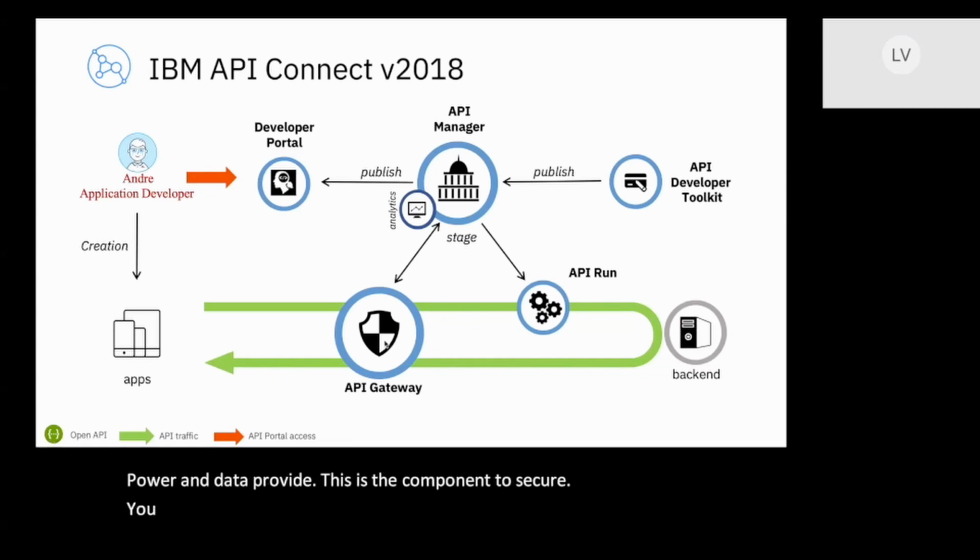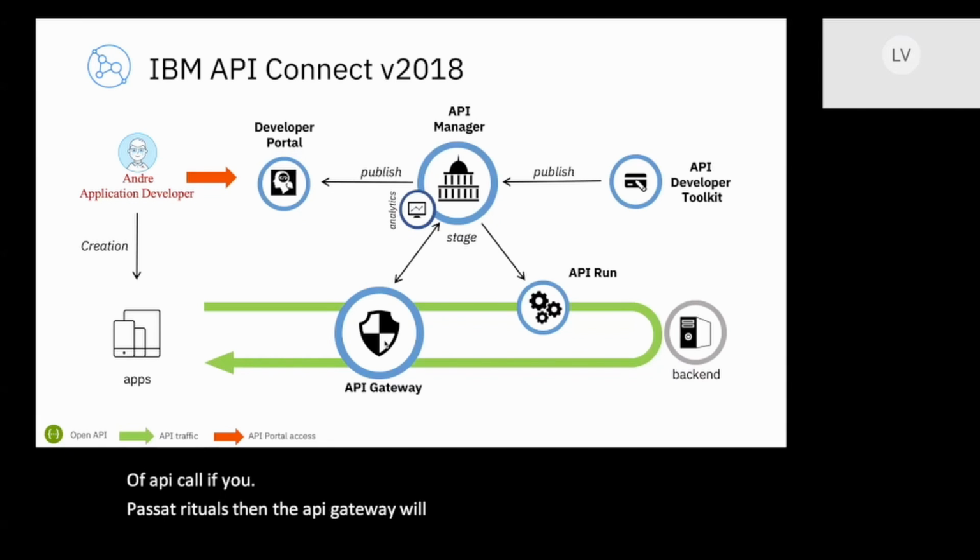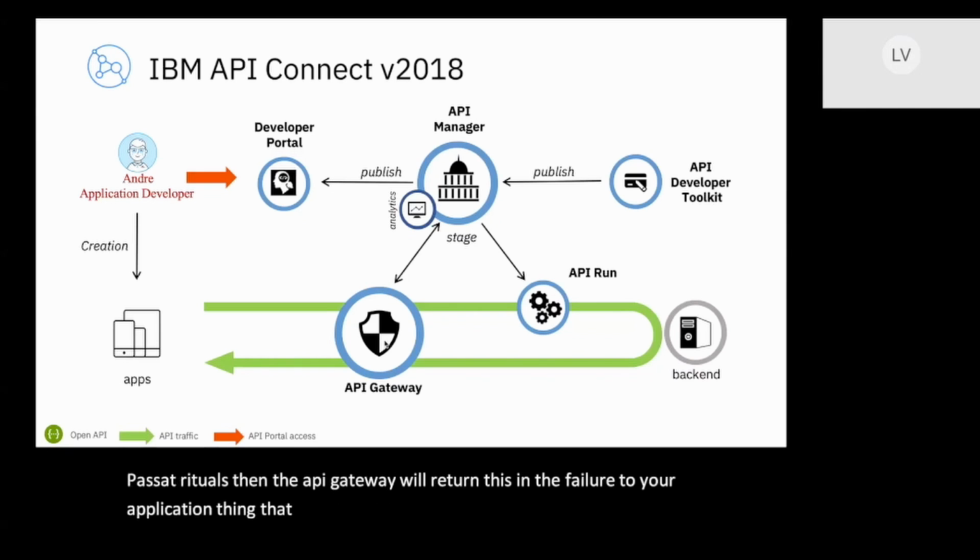What's the value of the API Gateway in this environment? This is, first of all, to be sure that when you send a request, you have the permission and the right to get access to the different resources. It controls as well the rate of API calls. If you pass the threshold, then the API Gateway will return a failure to your application, saying that you need to register to a better plan if you want to use these resources longer, for instance.